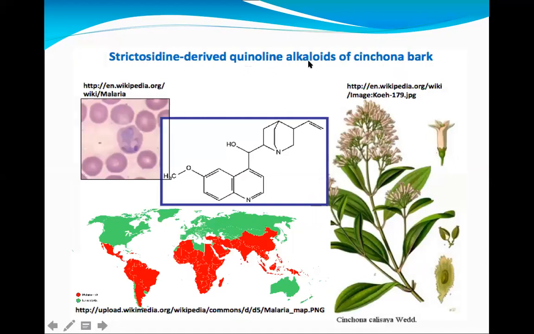Streptocidin derived quinoline alkaloid. This is another very important, historically very important alkaloid discovered from the cinchona bark. Cinchona plant produces quinine type alkaloids, and quinine, here you can see the global map. Malaria is a very dangerous disease in tropical and subtropical regions, transmitted by the mosquitoes, and malaria is caused by the Plasmodium falciparum parasite.